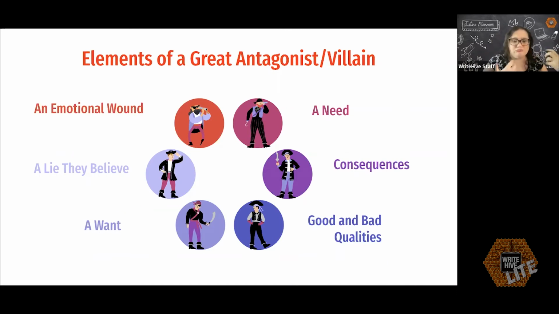This is usually, so what does the character actually need? Not what they want. Sometimes this is to learn a lesson. Candy needed to be humbled. He was not better than anyone else, and he needed to be shown that.